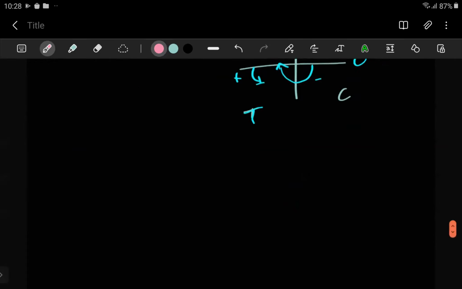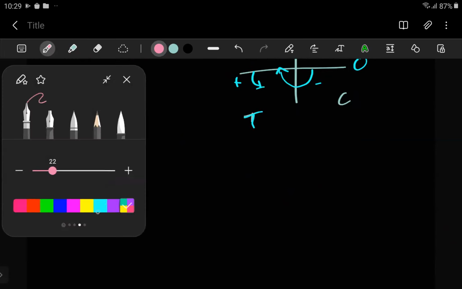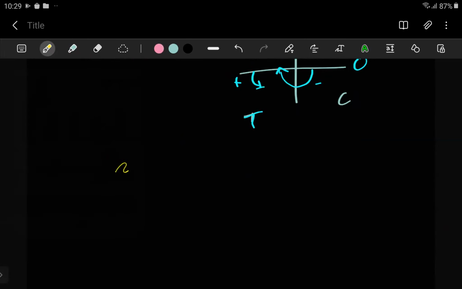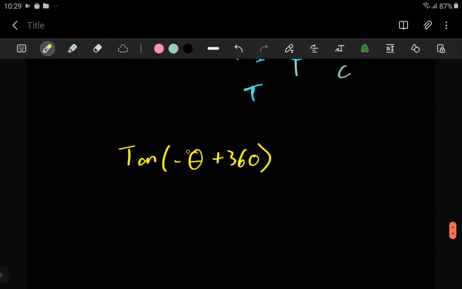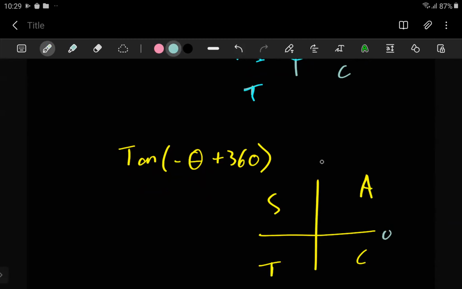So the last one would obviously be, even if it was tan, we would still do the same thing and end up with a positive tan, because in that quadrant tan is a plus. But then if you had, let's say, tan of minus theta plus 360, in a situation like this, all you have to do is, as long as you have your CAST diagram, this is why the CAST diagram is important, because it makes your life a bit easier.